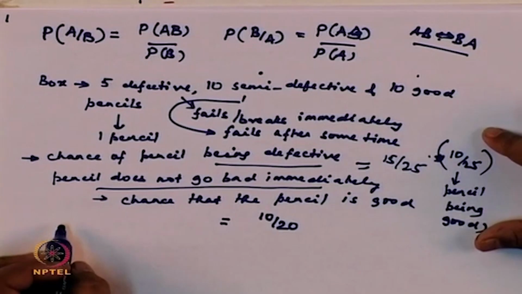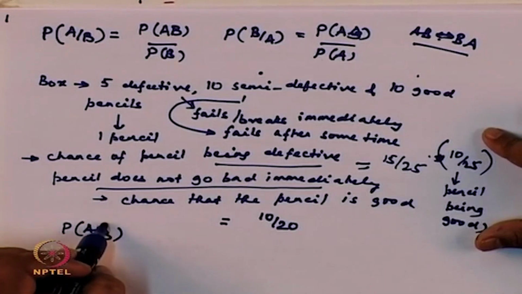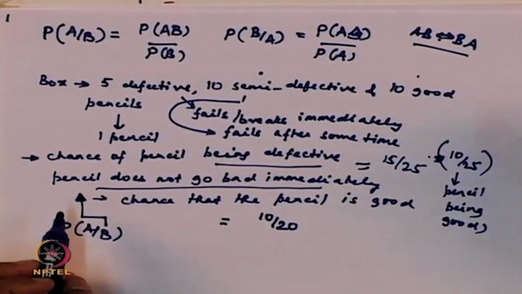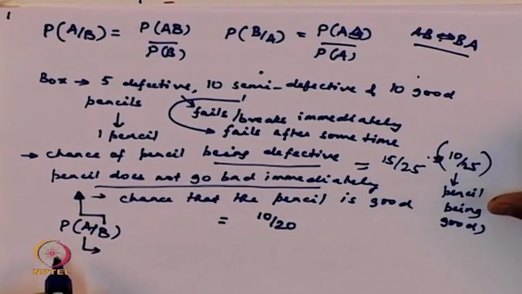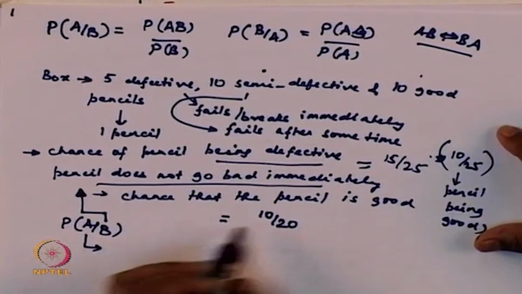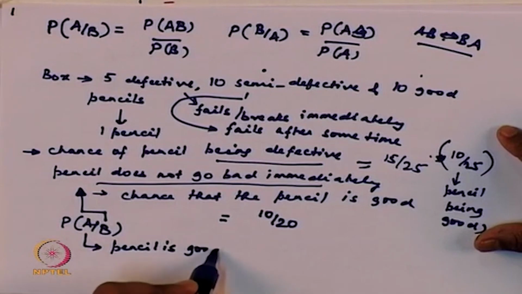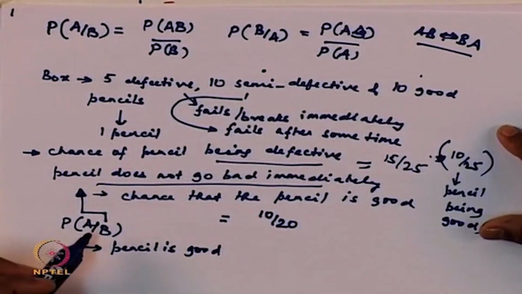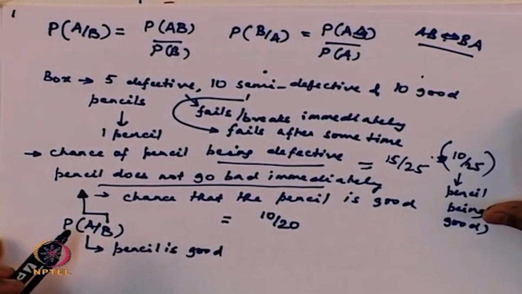So, this is an example of conditional probability. The clause B is essentially the event that the pencil does not go bad immediately, and A is the pencil being chosen is good. So, probability of A is 10 by 25, but probability of A given B is probability of AB by probability of B. So, then I have a different choice.